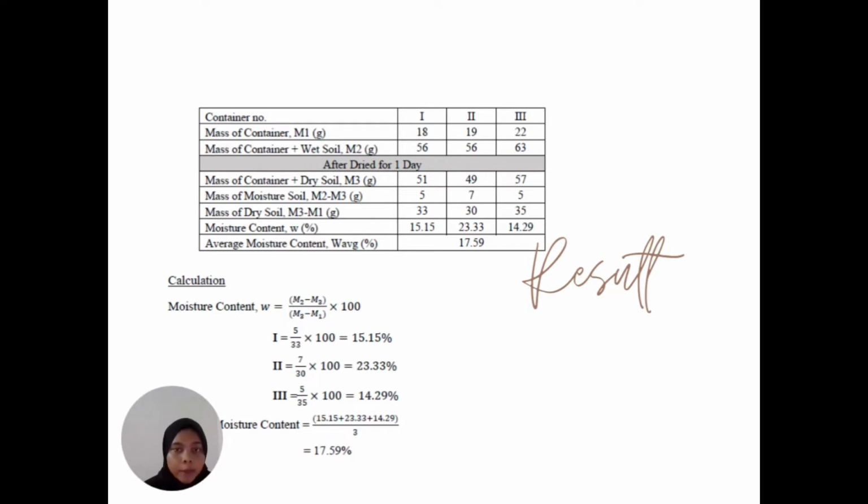As we can see, we have prepared 3 containers, 1, 2, 3, and we have recorded the mass of container for M1, mass of container plus wet soil for M2, and mass of container plus dry soil M3 after 1 day of drying. Then we calculate the mass of moisture in the soil, M2 minus M3. Moving on, we get the moisture content of water, which is 15.15, 23.33, 14.29 for the three samples. The calculation is as shown below.